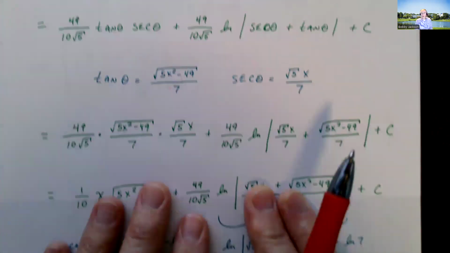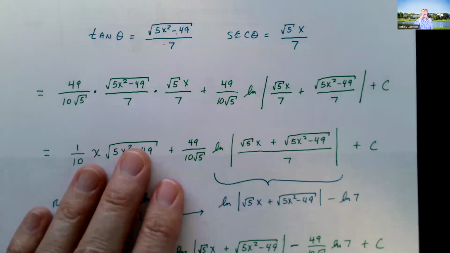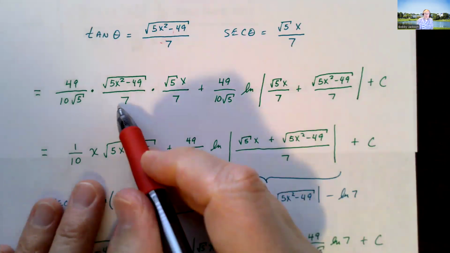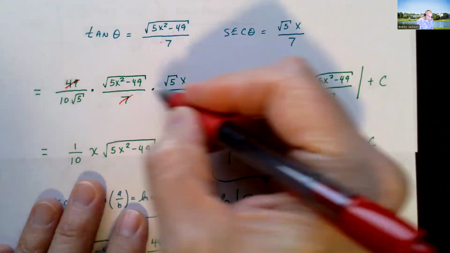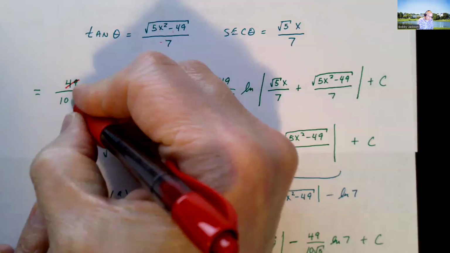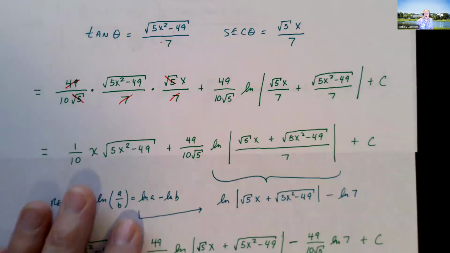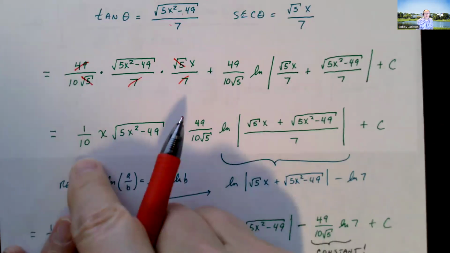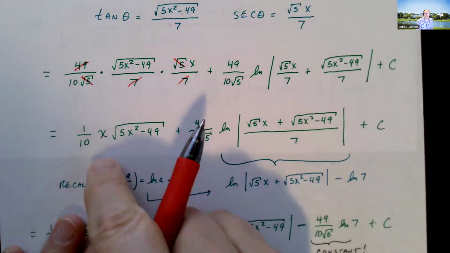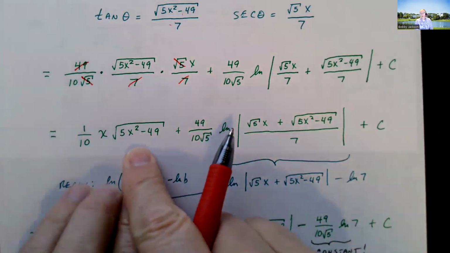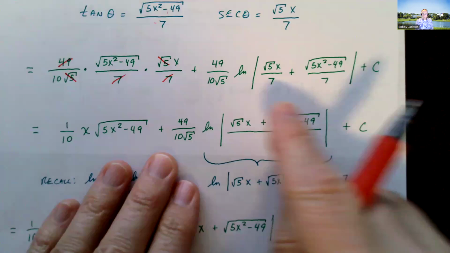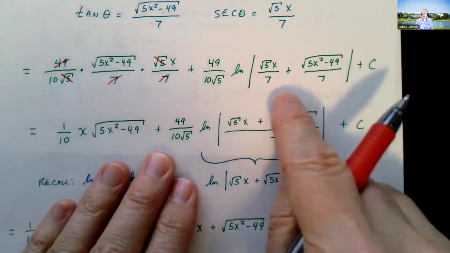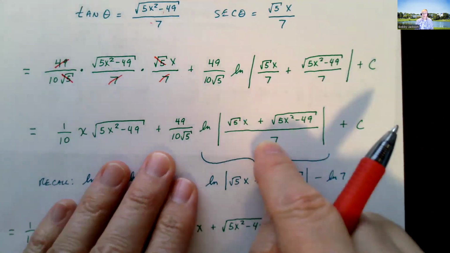Okay, so we've got a lot going on here, but can we simplify? Well, yeah, we can. Notice 7 times 7 is 49, so we can get rid of all those. Here I've got a square root of 5 down here and a square root of 5 up here. And so I'm just left with 1 over 10. I'll bring this x to the front, square root of 5x squared minus 49. Here, I've got two fractions with a common denominator. I can combine them as one fraction.